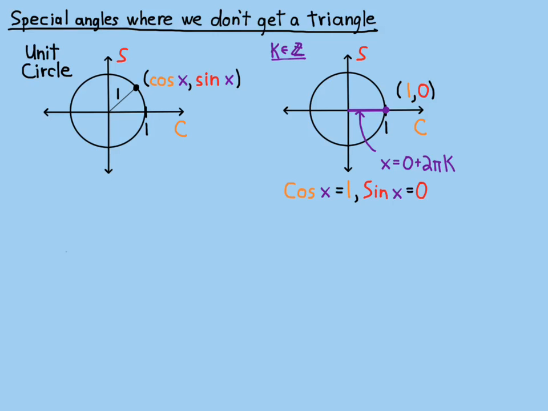Sine and cosine are always defined because the denominator is the hypotenuse of a triangle, or in this case you can see it's just the first coordinate of a point on the circle.